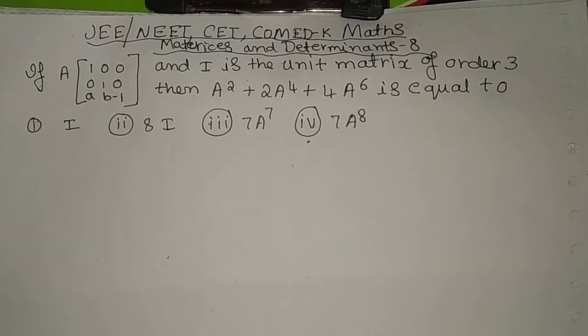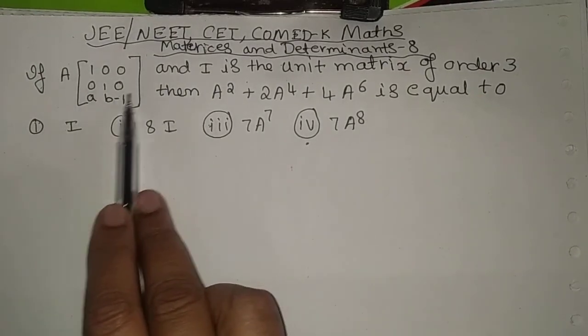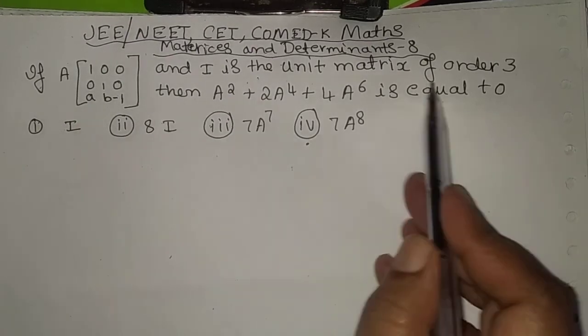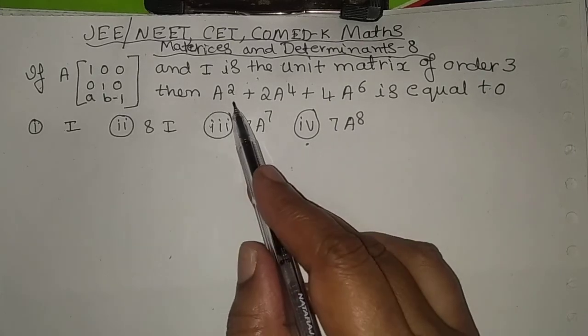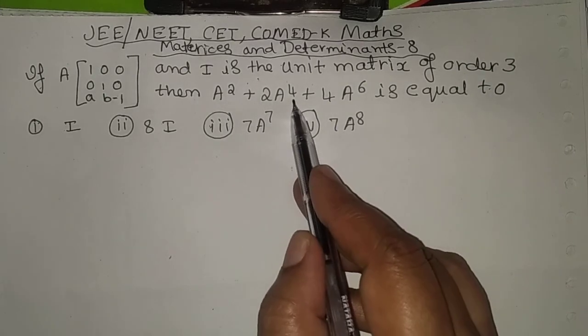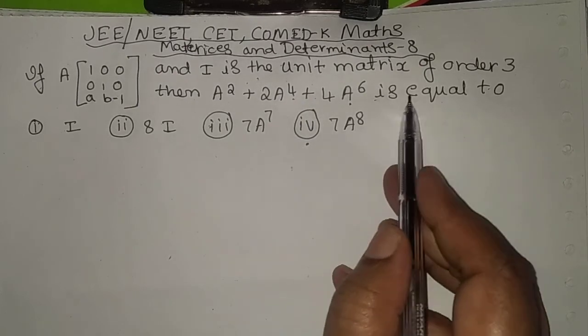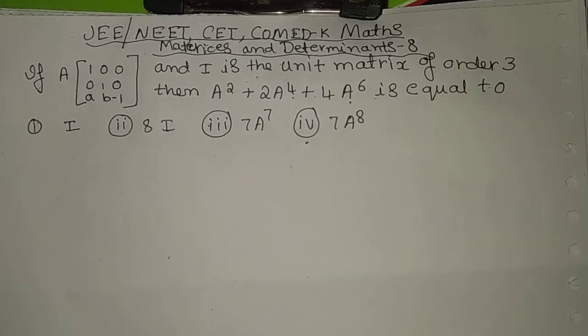We move on to the third one. The third problem is, if A is this matrix given, that is a 3 cross 3 matrix, and I is the unit matrix of order 3, then A square plus 2 A to the power of 4 plus 4 A to the power of 6 is equal to, and the options are given. Now we have to solve this one. How to solve?